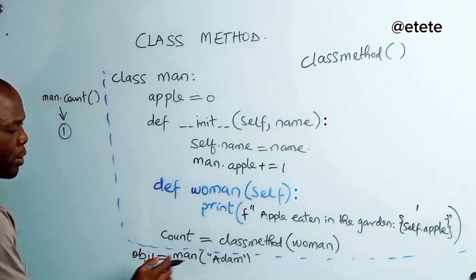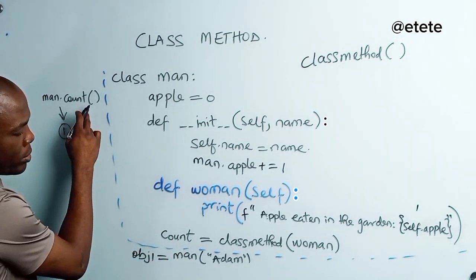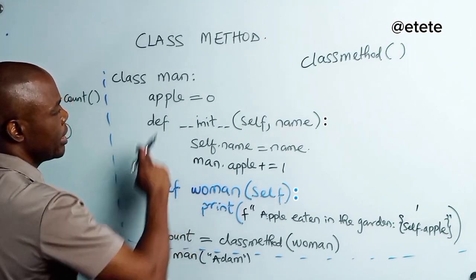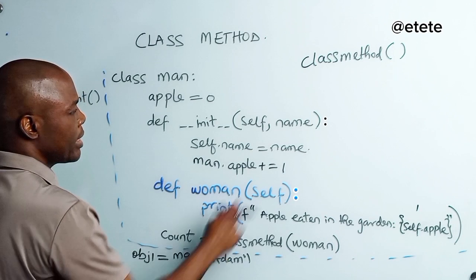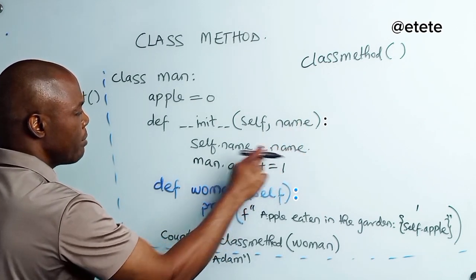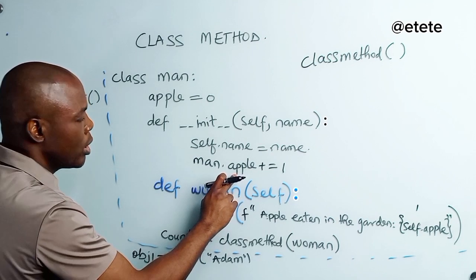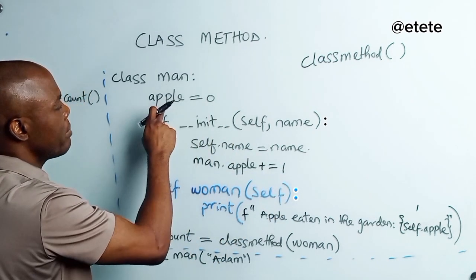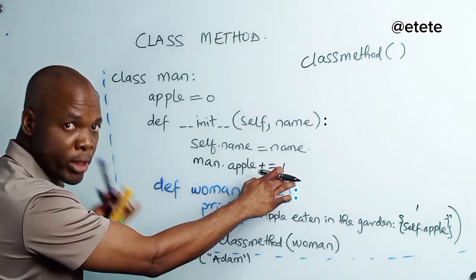Because at that point, when this object is created, right? When this object is created, it's going to come here, supply this object 1 to self, then give this Adam to name. So name will be assigned to self.name. And then it will now carry out this one, which is what? Man.apple, increment by 1. So it's going to increment this apple from 0 to what? To 1. That's what it will do.